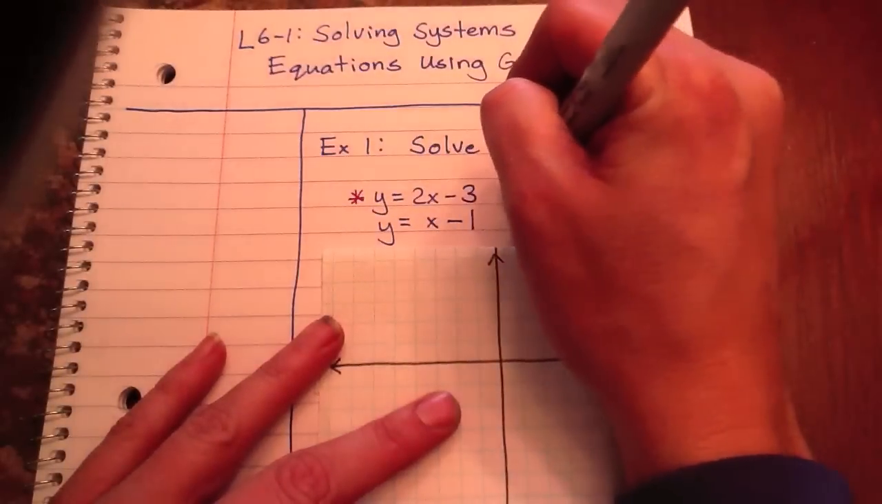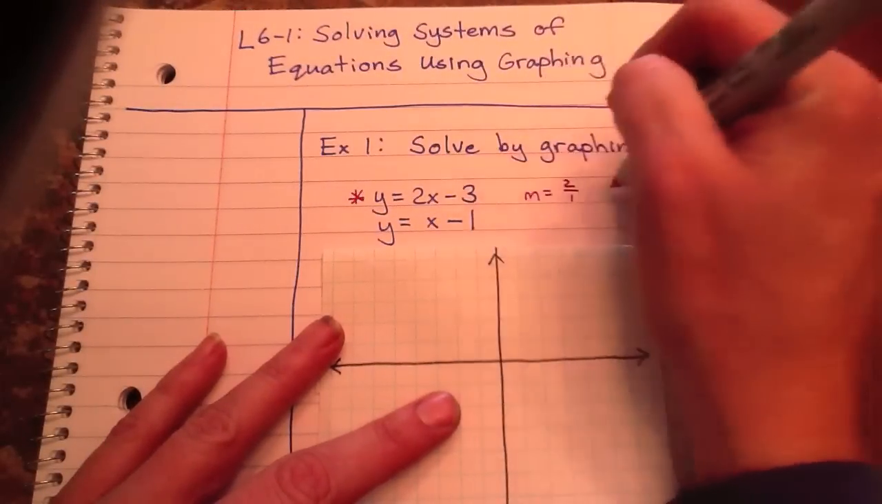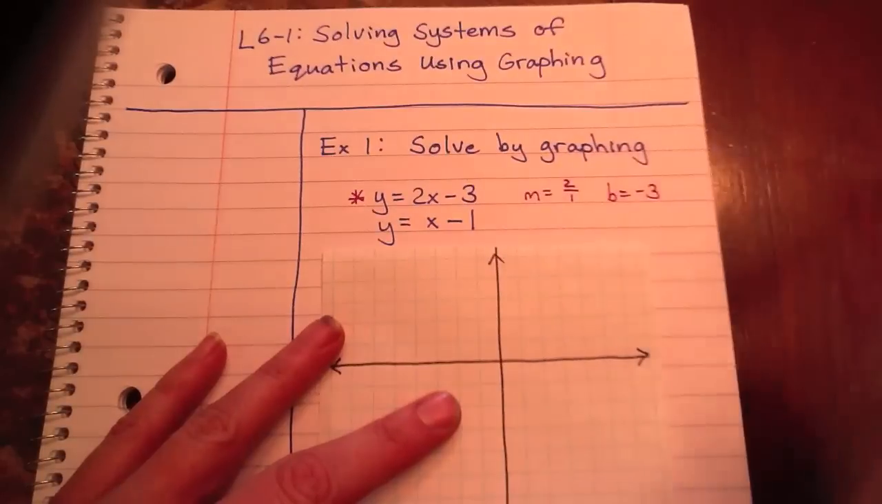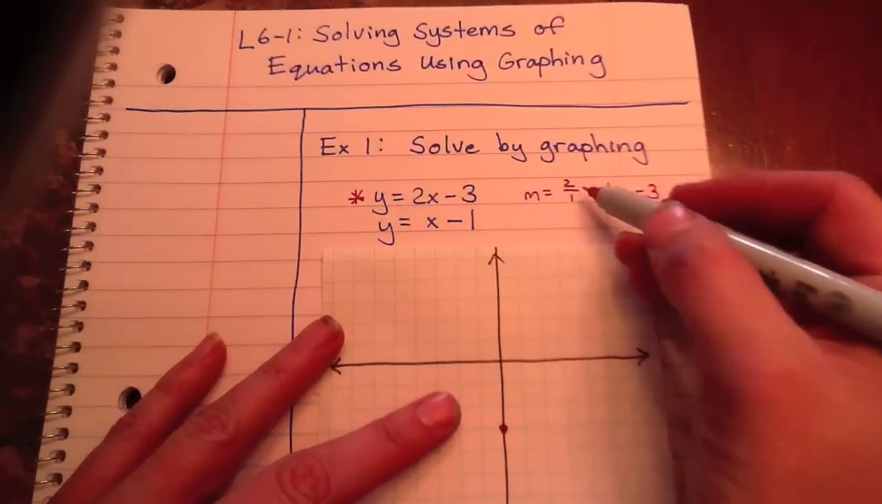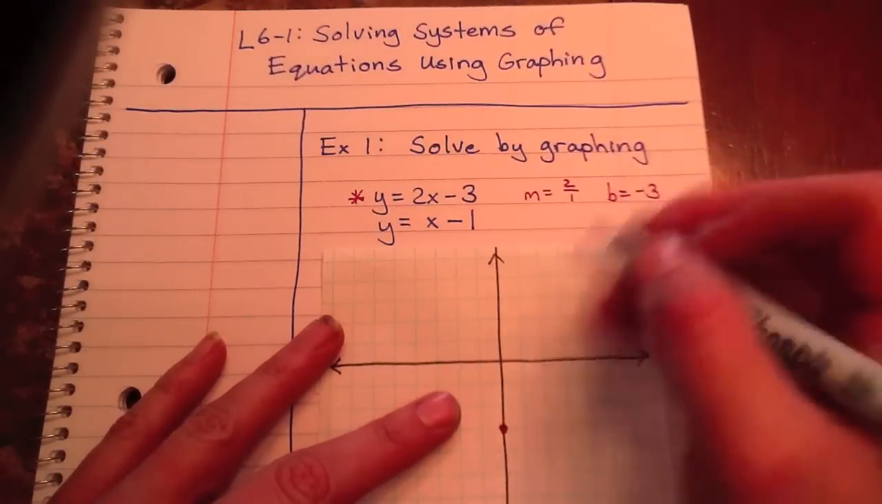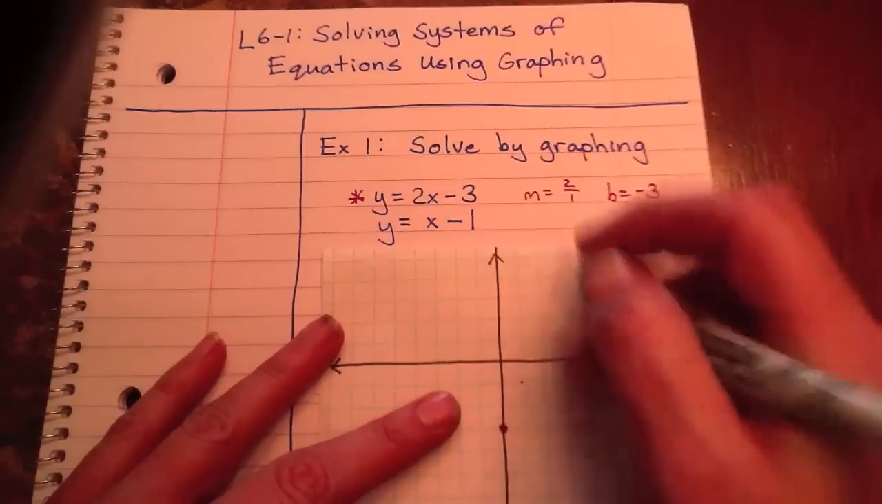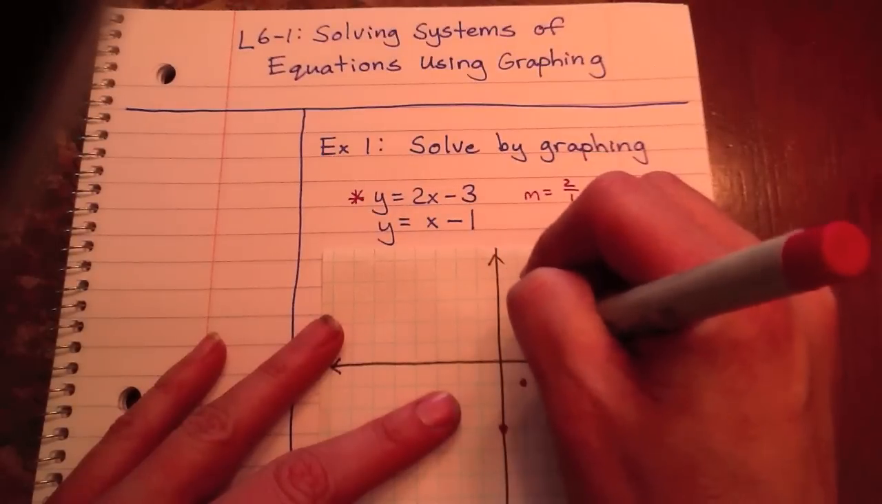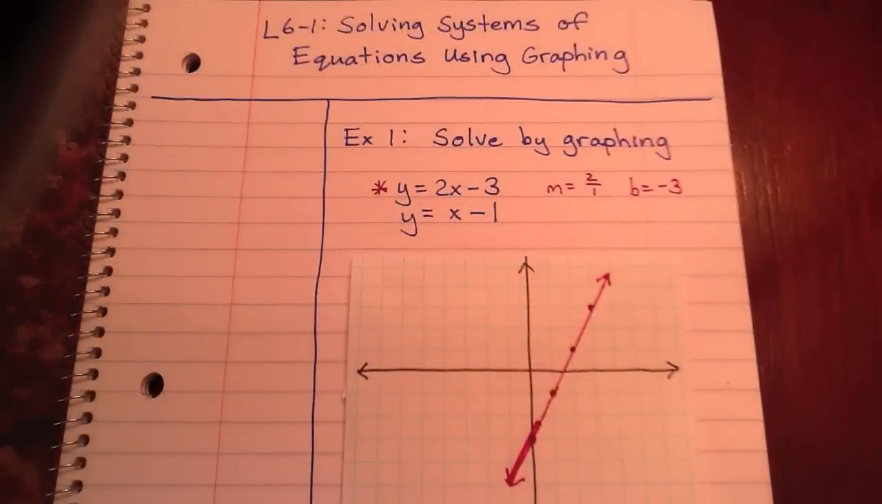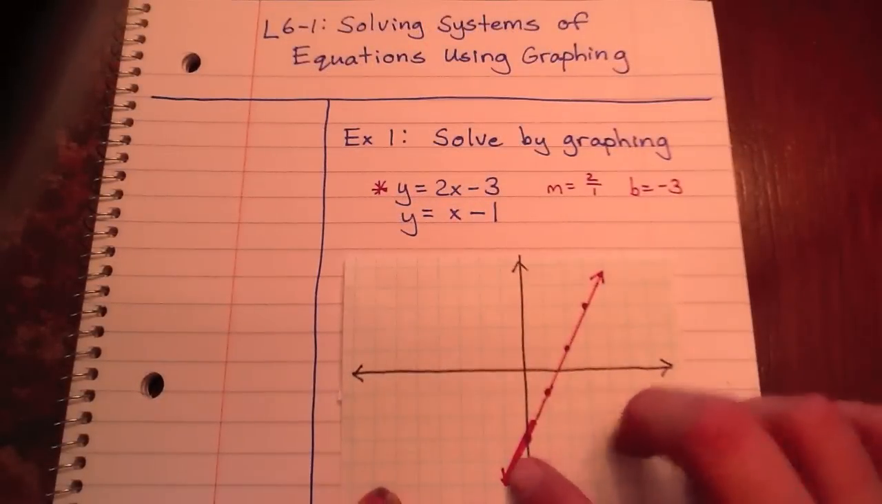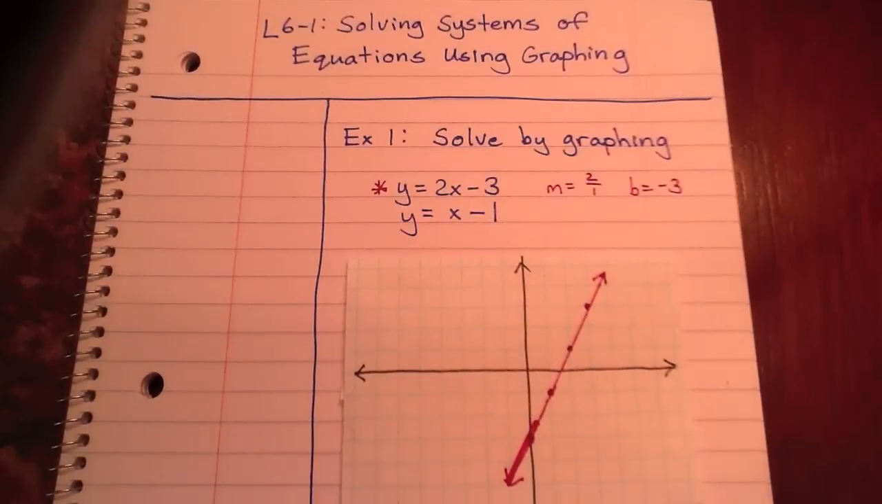So your m is 2 over 1, and your b is -3. You're going to start at -3, then up 2, right 1, up 2, right 1, and so on. Go ahead, connect all of your points so you have a line. And then let's look at the next one. We'll look at the next one in green.